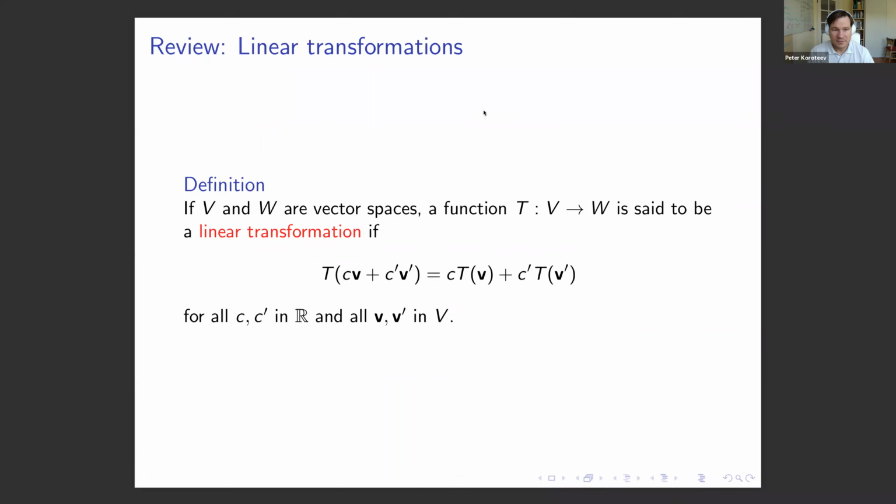Now let's talk about linear transformations. If there are two vector spaces, capital V and capital W, then a function T from V to W is said to be a linear transformation if the following property is satisfied for all scalars c and c prime and all vectors v and v prime.